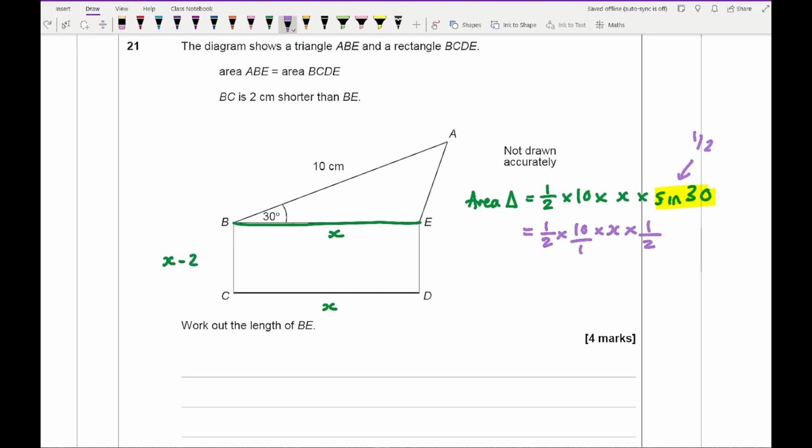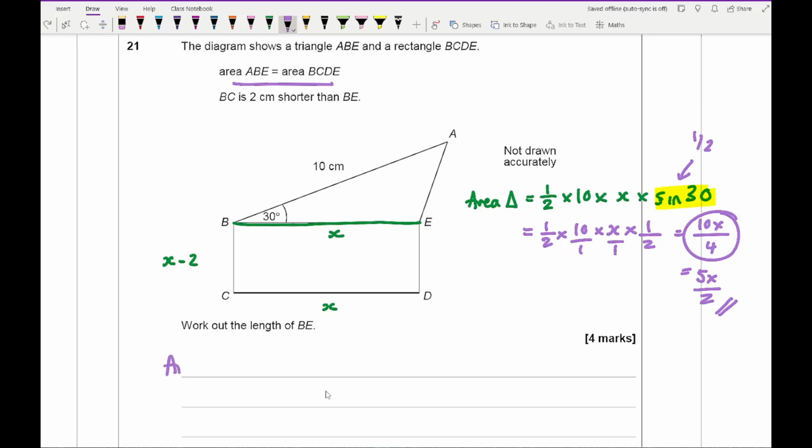And if I write these all as a fraction, what do we end up with? Well, we end up with 10x over 4, which I can write as 5x over 2. So that there is the area of the triangle. So it says that the area of the triangle is equal to the area of the rectangle.